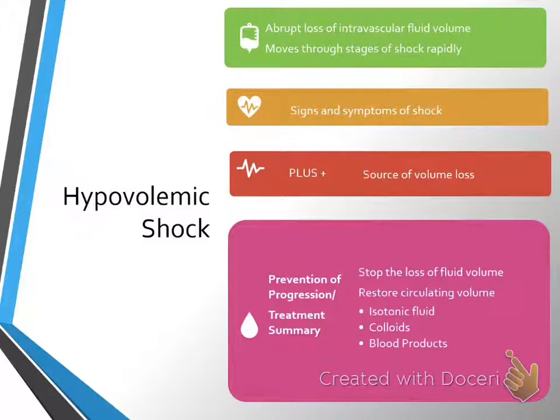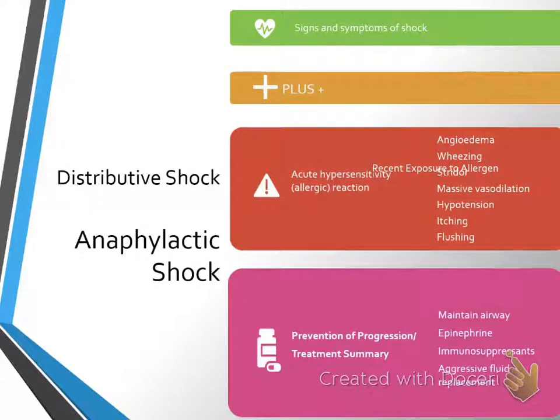Hypovolemic shock. This is just basically stop the blood, put fluids back. Anaphylactic shock. Oh, that kind of got a little messed up. That recent exposure to allergens is supposed to be up there. What do we do to treat anaphylactic shock, just as a review from Block 4? Epi. Epi is the treatment: airway, epi, and then like Benadryl, Solumedrol, something immunosuppressant, aggressive fluids. So that's just a reminder of how you treat anaphylactic.